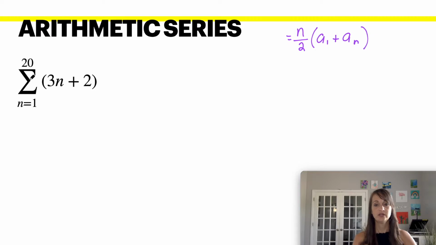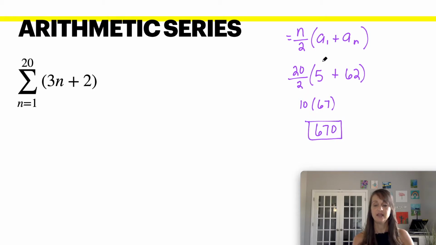Now, do we know how many terms? Yes, we start with 1 and we go up to 20, which means we are looking for 20 terms. Do we know the first term? Yes, we can plug in 1 to find the first term. So if you plug in 1, 3 times 1 is 3, plus 2 is 5. And then can we plug in the last term? Yes, we can actually plug in 20. 3 times 20 is 60. 60 plus 2 is 62. And now we have 20 divided by 2 is 10. 62 plus 5 is 67. Multiply by 10, so your answer is going to be 670.